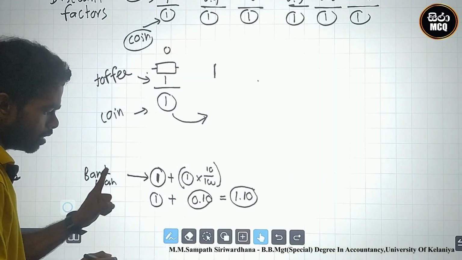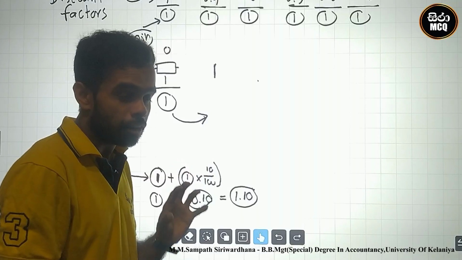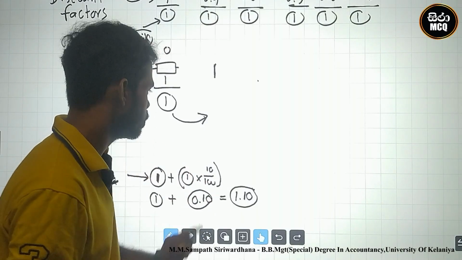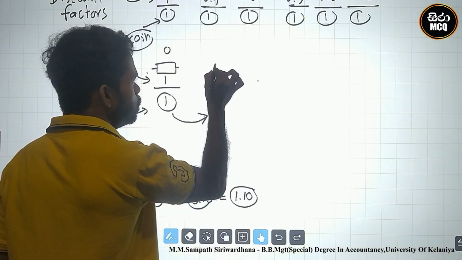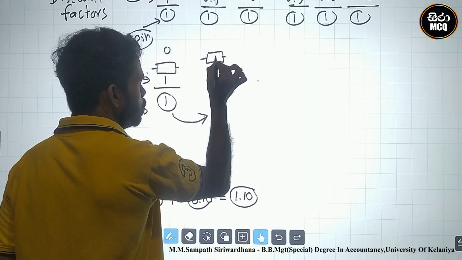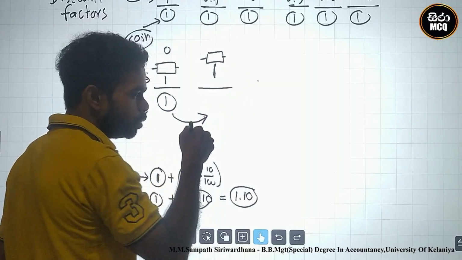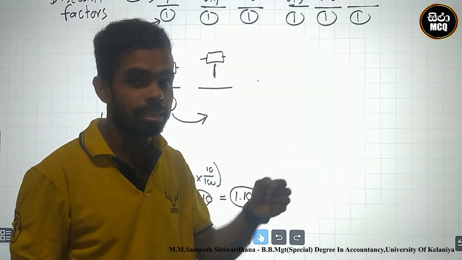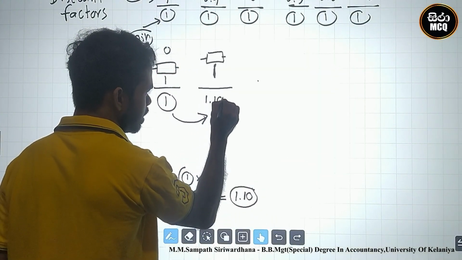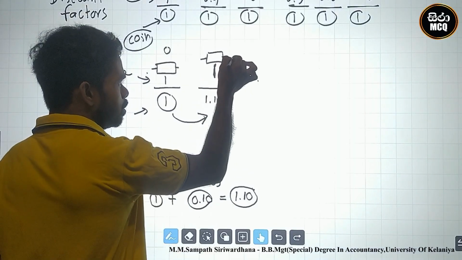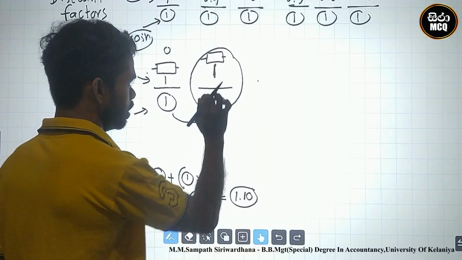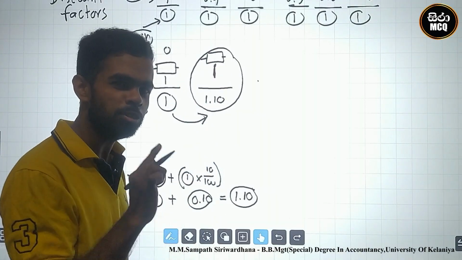Therefore, he adds this to the toffee. After that, we can find the selling price of the toffee after 1 year: 1.1. To get 1 toffee, how many rupees do you give the seller? 1 rupee and 10 cents. Therefore, we can find the simplified answer by dividing. Look here, 1 toffee, dividing by 1.1.